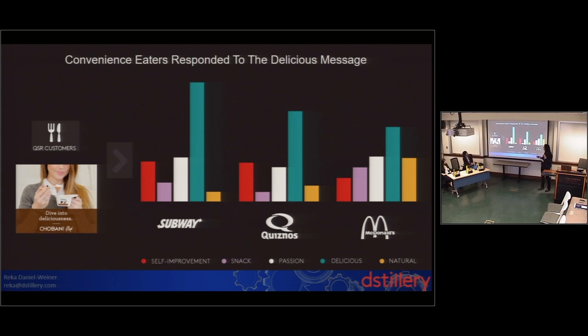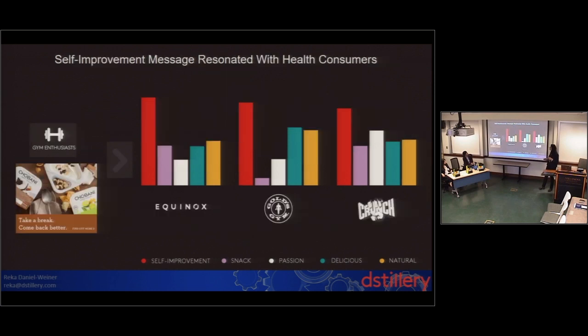And we're seeing here that we have three different quick service restaurants. And for these guys, the "dive into deliciousness" message really resonated well. Versus if we look at the gym enthusiast brand, we're seeing here that the self-improvement message really resonated very well with them.